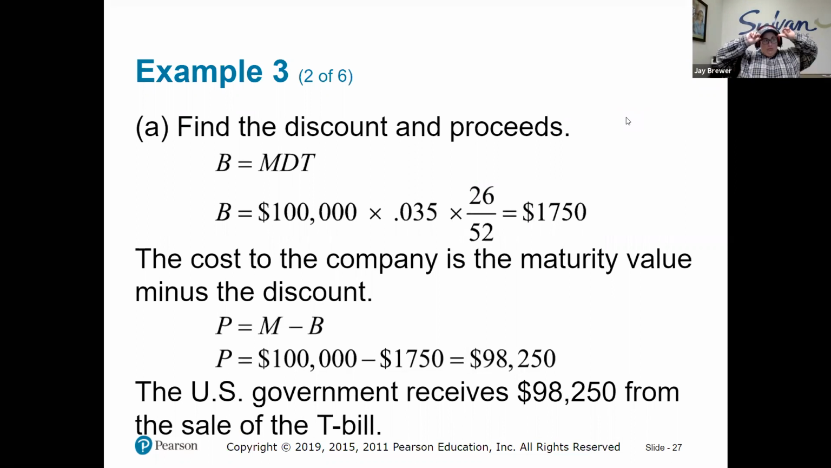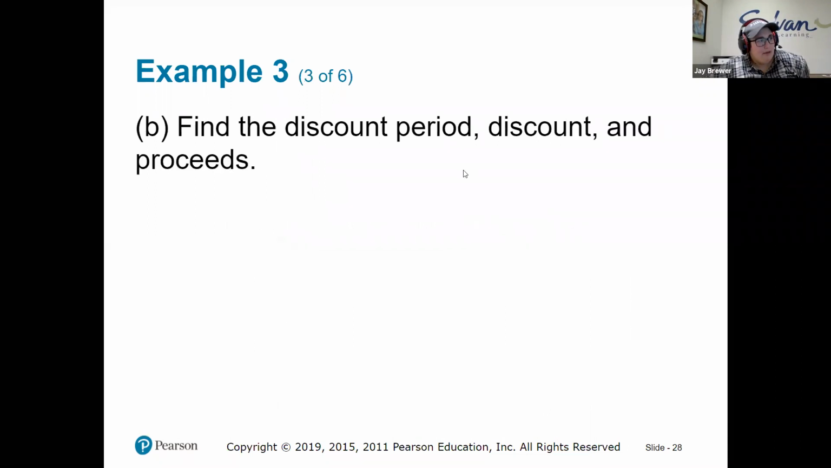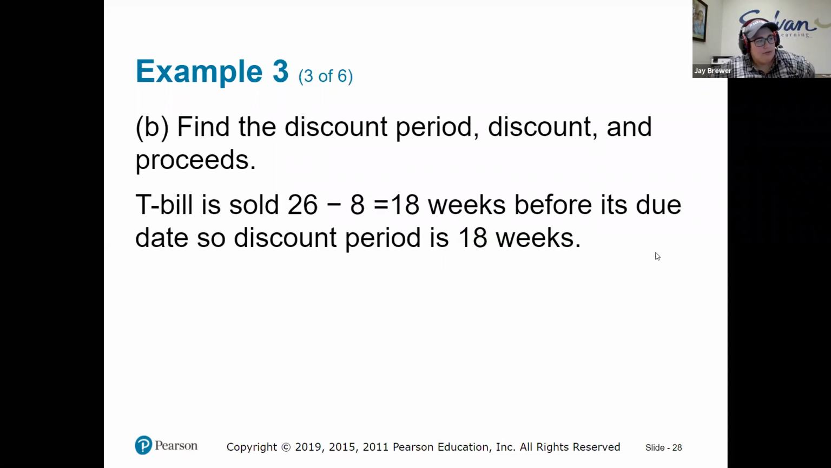Okay, so here we find the discount and the proceeds. So the U.S. government receives $98,250 from the sale of the T-bill. Find the discount period, discount, and proceeds. T-bill is sold 18 weeks before it's due.